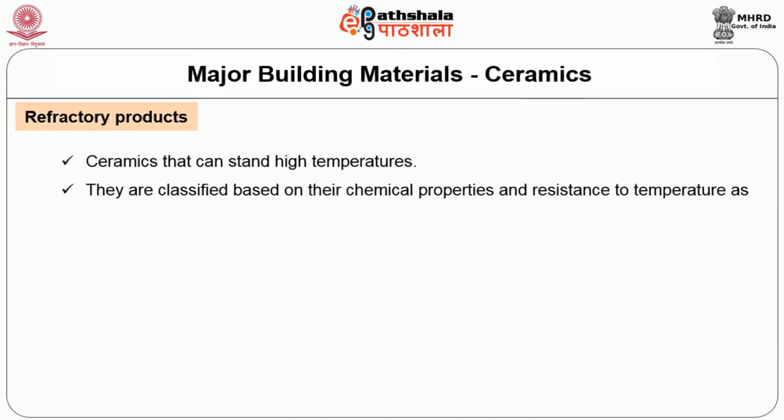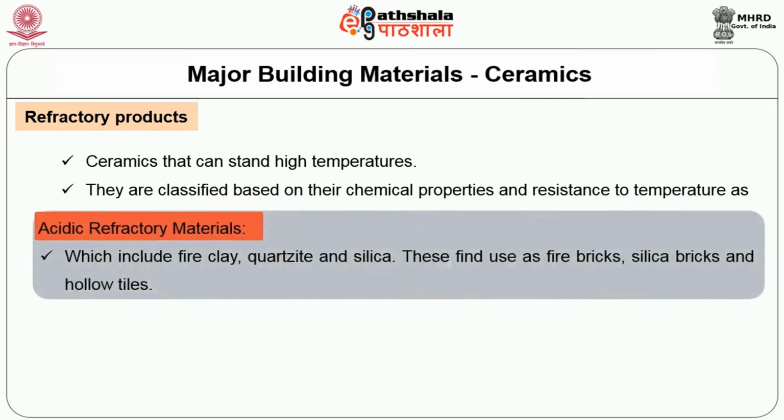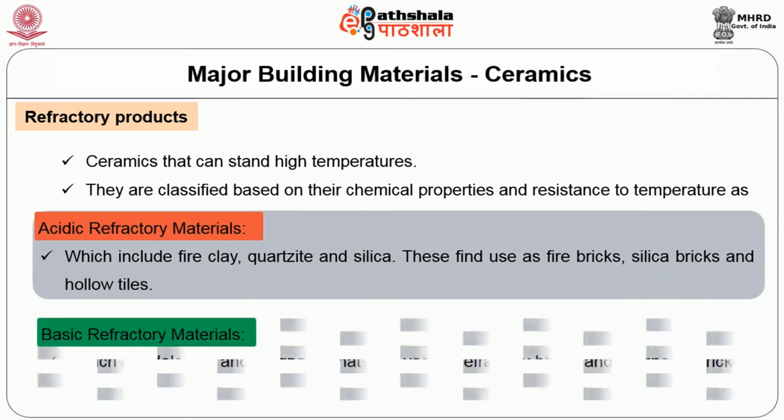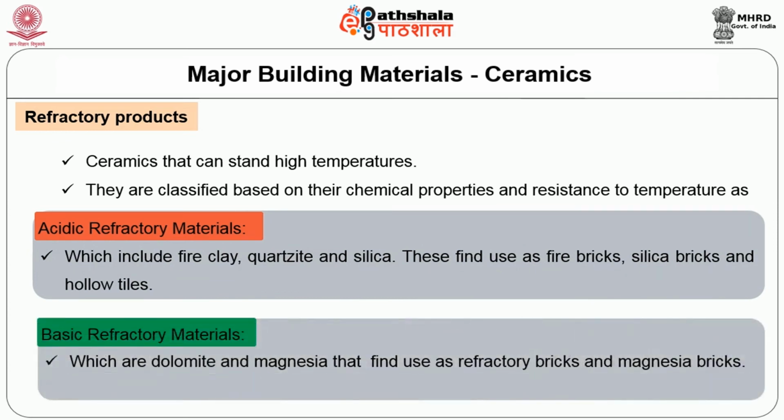Refractory products are ceramics that can stand high temperatures. They are classified based on their chemical properties and resistance to temperature as acidic refractory materials, which include fire clay, quartzite and silica. They find use as fire bricks, silica bricks and hollow tiles. And basic refractory materials, which are dolomite and magnesia, that find use as refractory bricks and magnesia bricks.